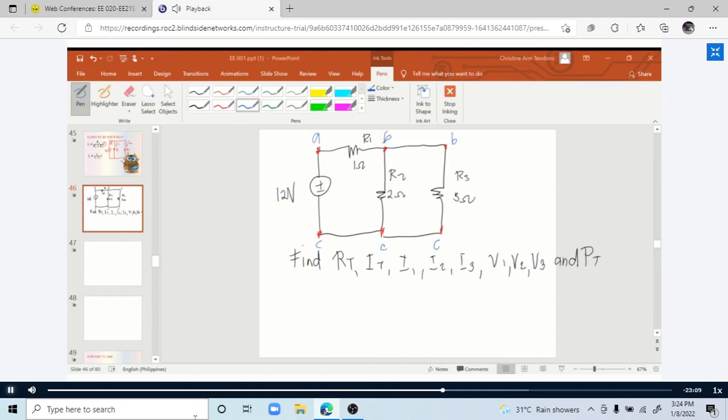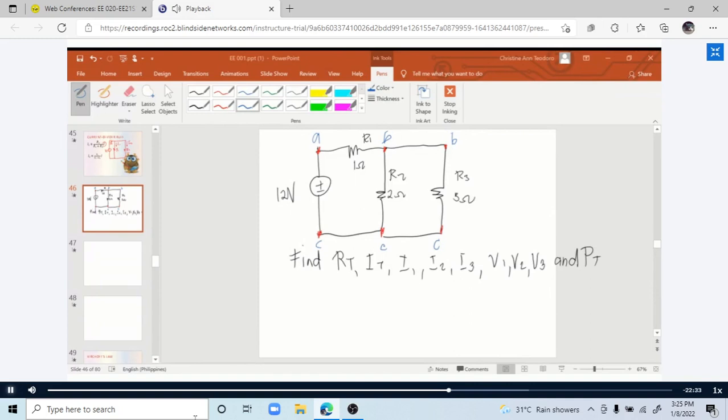How about R1 and R3? Are R1 and R3 in series? No. Are R1 and R3 in parallel? No as well. Therefore, R1 and R3 don't have any connection at all. What about R2 and R3? Let's take a look at R2 and R3. Are they in series? No. Are they in parallel?